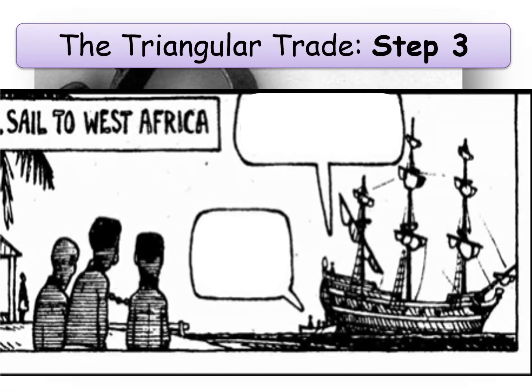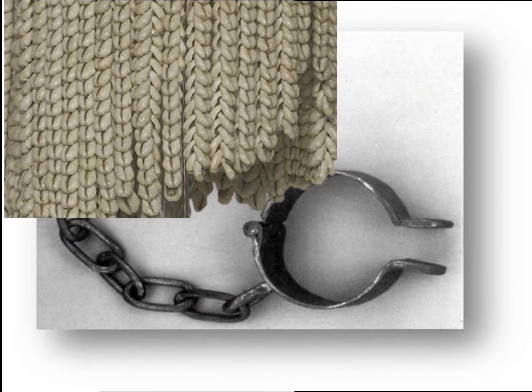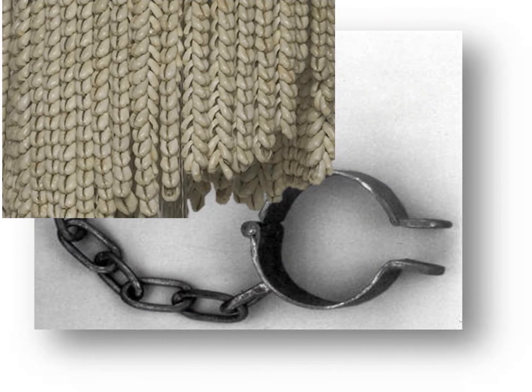So we sell to West Africa. How much for those slaves? And what do they say? 100 beads. Well, golly, beads must be really, really valuable. Are they made of silver or gold, you may ask? No, actually, they're not. They're literally just shells found on the ocean beach. Things like that. So they would find these shells, and that is what the Africans prized most of all.